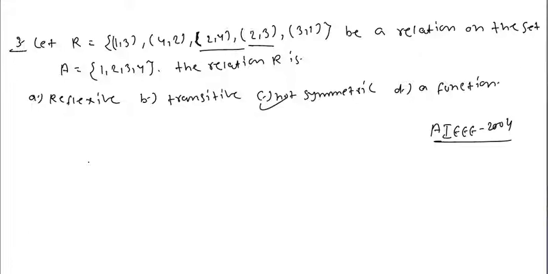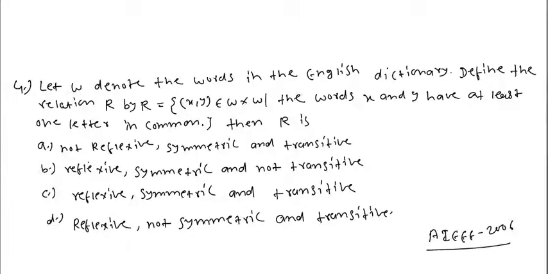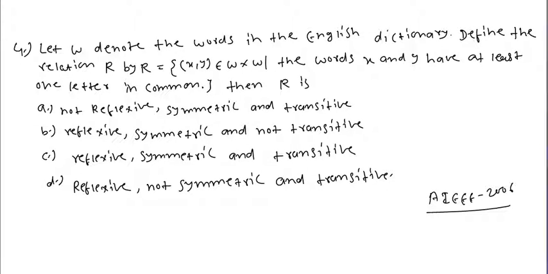My next problem is a very interesting problem. It is also from AIEEE 2006. The question says: let W denote the words in the English dictionary. Define the relation R by R equal to the collection of all ordered pairs (X, Y) belonging to W cross W, that is, the Cartesian product of the set W, such that the words X and Y have at least one letter in common. Then the relation is... just check the solution clearly.